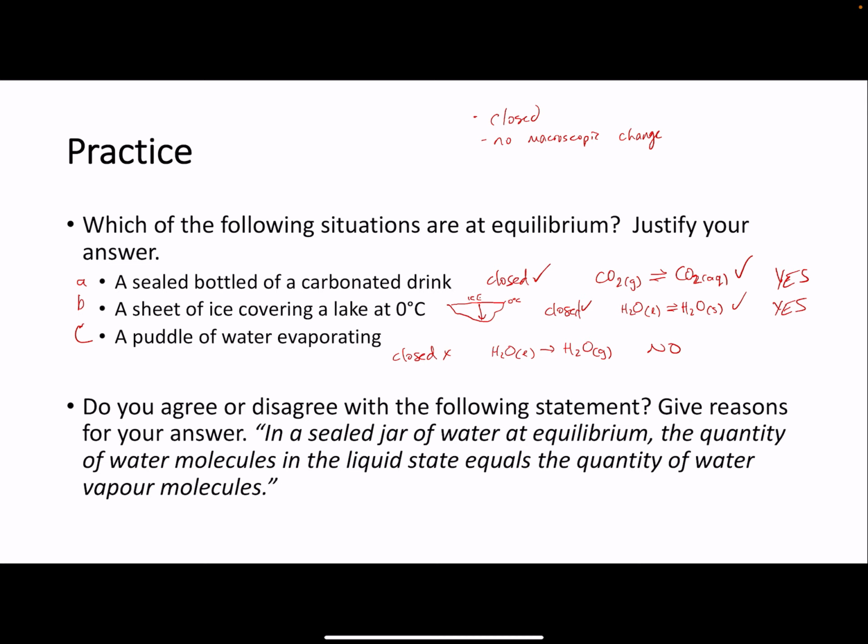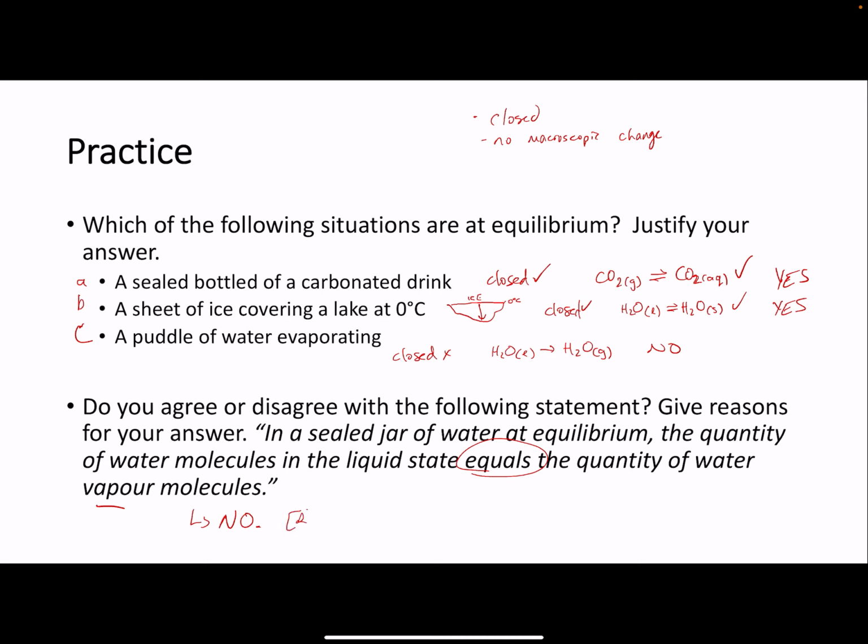Finally, do you agree with this statement? In a sealed jar of water at equilibrium, the quantity of water molecules in the liquid state equals the quantity of water molecules in the gas state or vapor. So pause, form an opinion, and when you come back, we should say to this answer, no. And the reason that it's no is that equilibrium does not mean the products and the reactants have equal concentrations. We saw that with our last example.